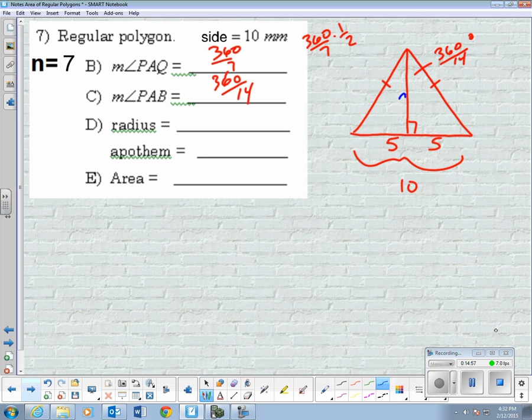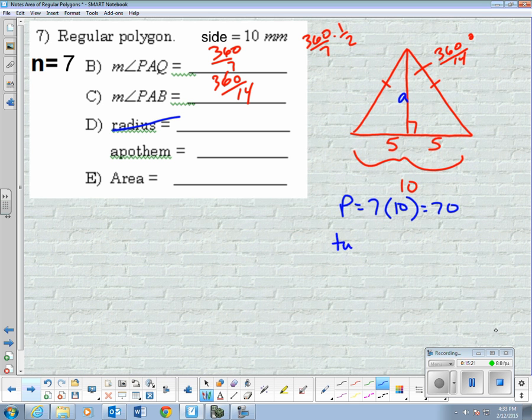I'm going to need my apothem. I'm not going to worry about the radius, so we don't need to do the radius here. Radius doesn't help us solve for the area. We need apothem when we need perimeter. So I can do my perimeter. My perimeter is going to be 7 times the sides, so that's 70. But I need that apothem. I'm going to need trig. So that's adjacent and that's opposite.